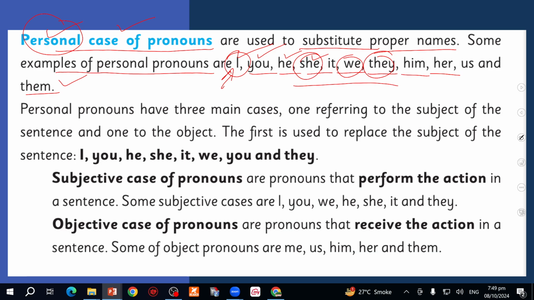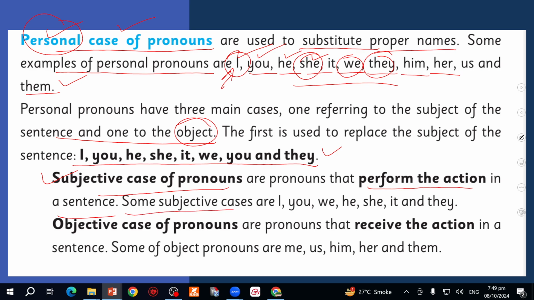Now, personal pronouns have three main cases. One referring to the subject of the sentence and one to the object. The first is used to replace the subject of the sentence. Now, all these are actually the subjective case of personal pronouns because we are referring to the subject and we have replaced the subject. Subjective case pronouns are pronouns that perform the action in a sentence. Some subjective cases are I, you, we, he, she, it, and they.